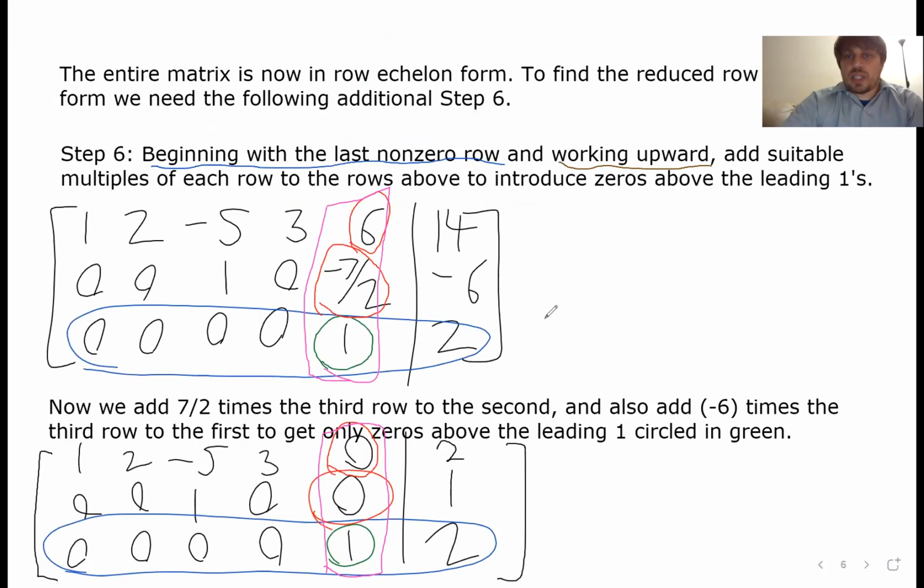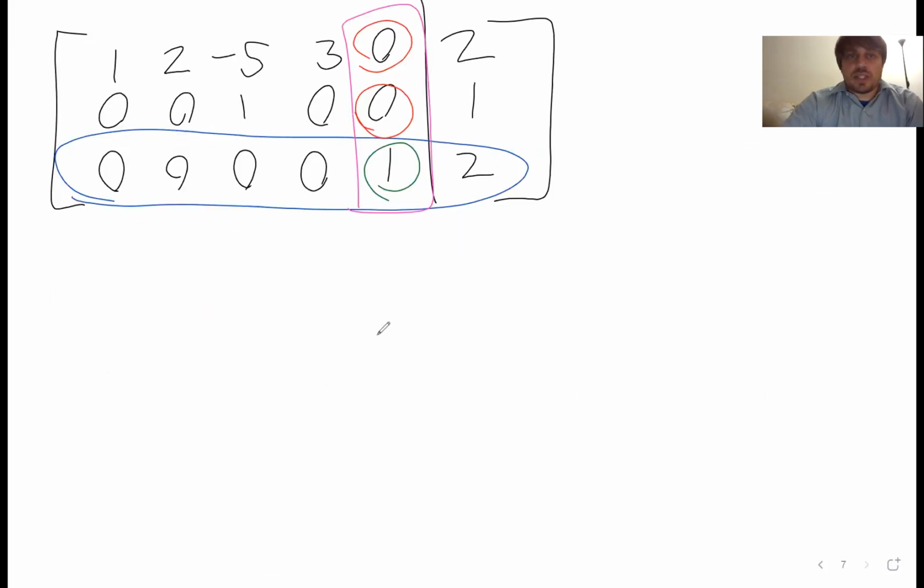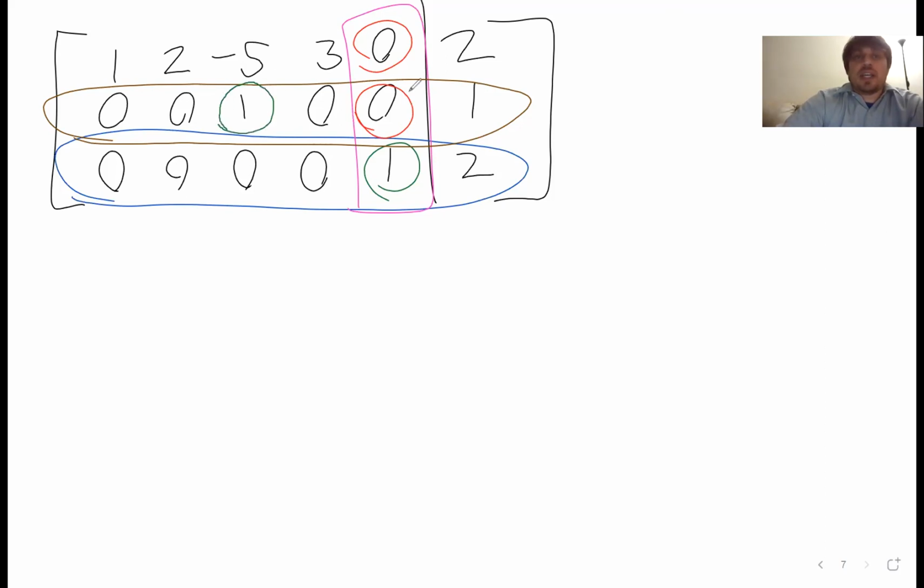So I labeled the working upwards with a brown underline, and so recognize that that's this row. We started with the bottom row, and we added suitable multiples of it so that all the entries above the leading one in the bottommost row become zeros. Working upward, we now go to the next row just above it. And now we look at the leading one in that row.